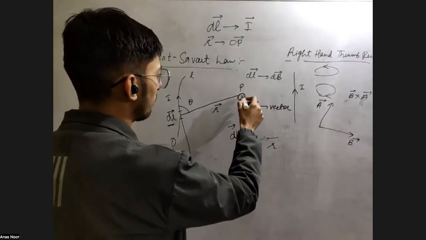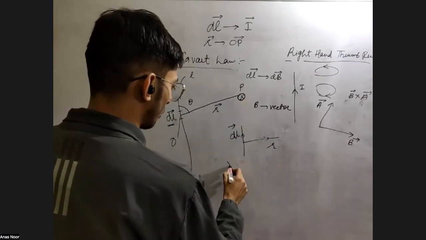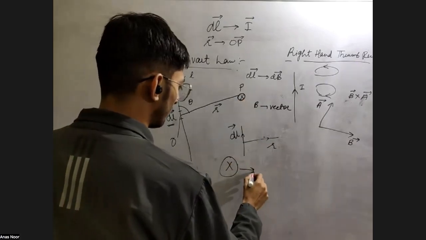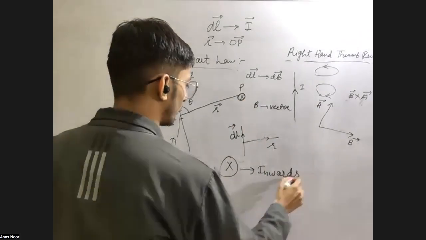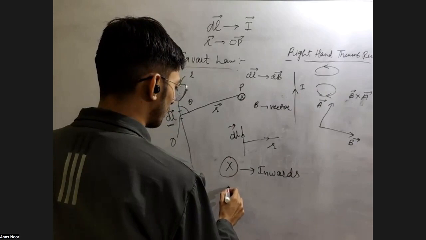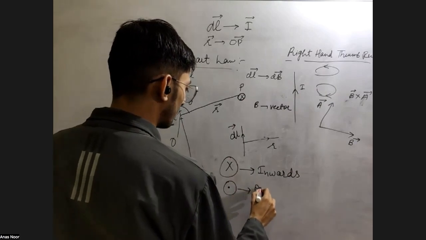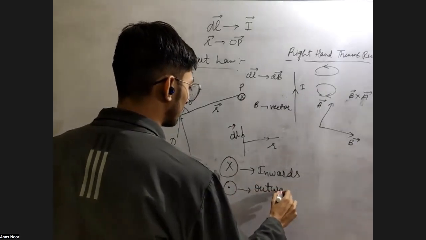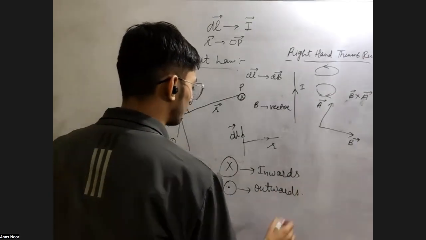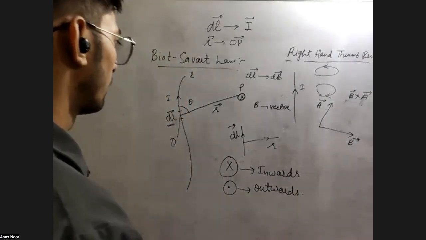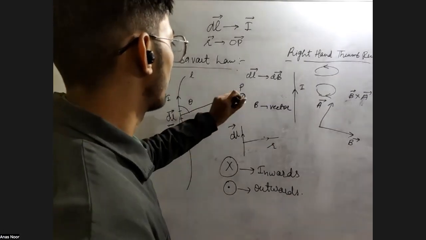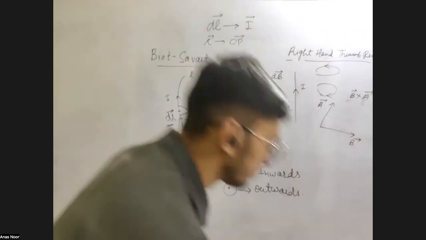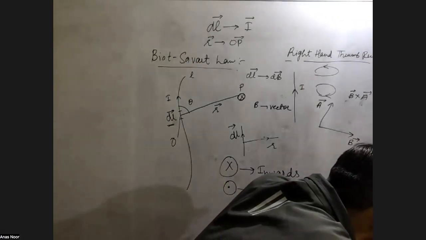So that's why I put a cross here. So cross means inwards, and this dot means outwards. So the direction will be inside the board in this case.